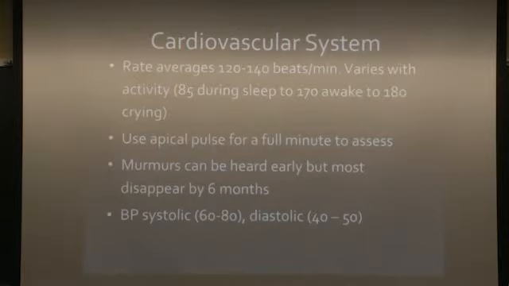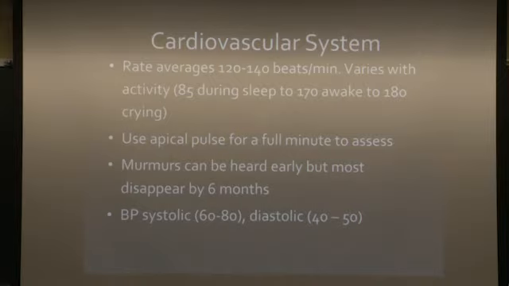So with the cardiovascular system, the average heart rate is from 120 to 140 beats per minute, and it varies with activity, just like adults, around 85 beats per minute while the baby is sleeping, and can go up to 170 or 180 with crying. Always use the apical pulse and assess for an entire minute. Murmurs can be heard early, but most disappear by 6 months.